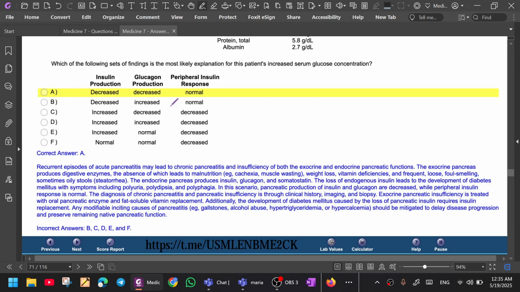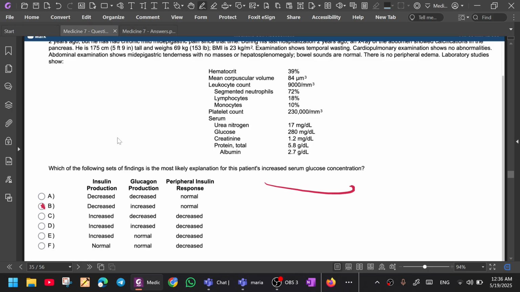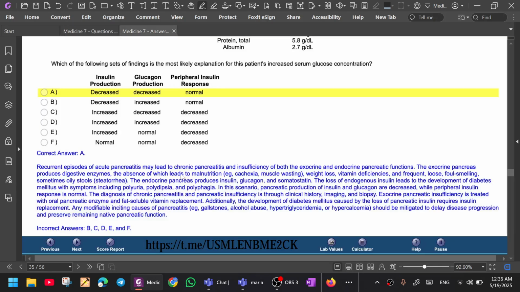Yeah, but I just didn't know if glucose had something to do with insulin, it should be low. Like insulin, everything that the pancreas produces will be low. Glucagon, insulin, everything will be low. But he doesn't have diabetes, so the insulin response will be normal.